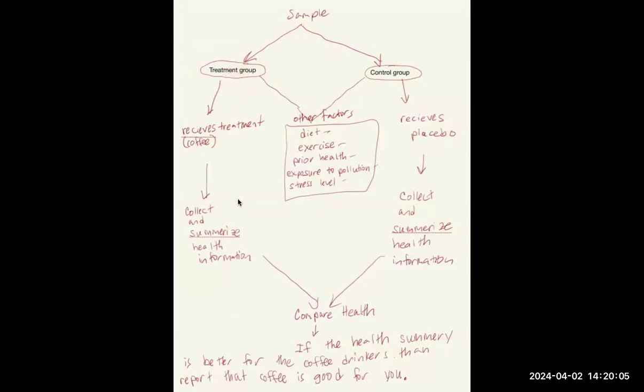So these were a lot of non-smokers over here, and these were a lot of smokers. So smoking was actually what ended up making this treatment group more unhealthy. It wasn't their coffee drinking. So if there's another factor that affects the results of a study, that's called a confounding factor, and it confuses the cause and effect relationship.